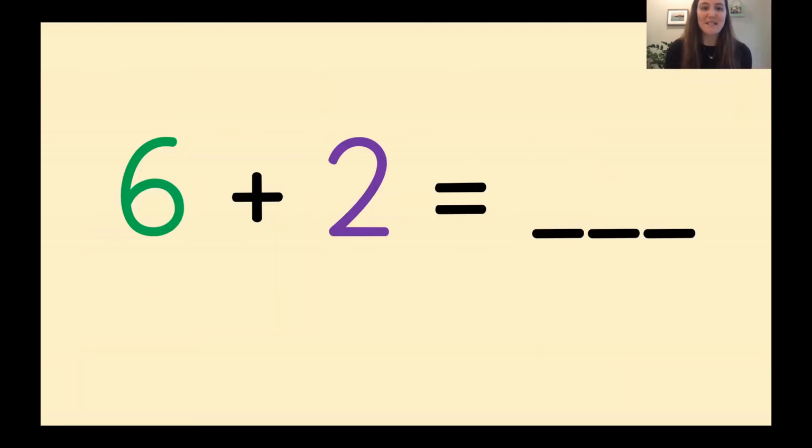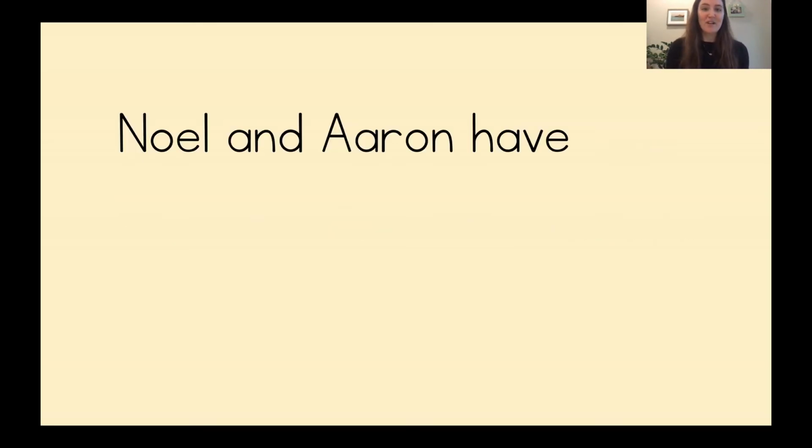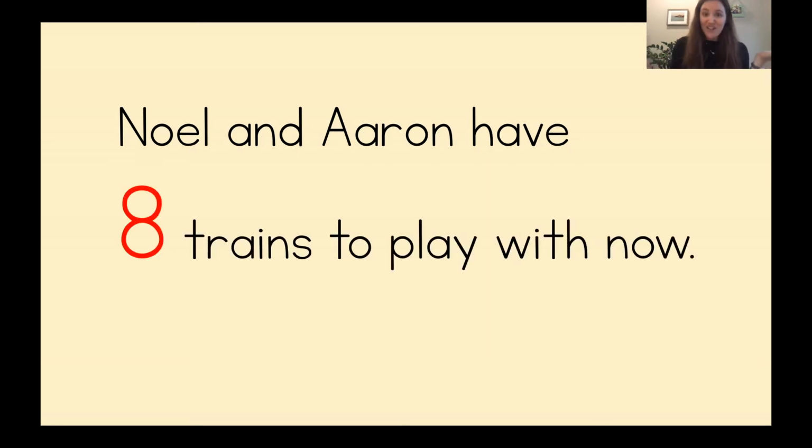Let's fill in our number sentence. So we had 6 trains that Noelle and Aaron had to start, plus the 2 trains that Kevin gives them, equals how many all together? It equals 8. 6 plus 2 equals 8. Now we can answer our story problem. Noelle and Aaron have 8 trains to play with now because Kevin gave them 2 more. Noelle and Aaron have 8 trains to play with.